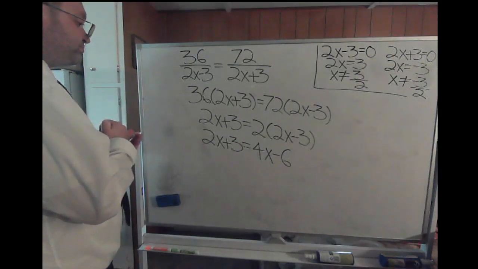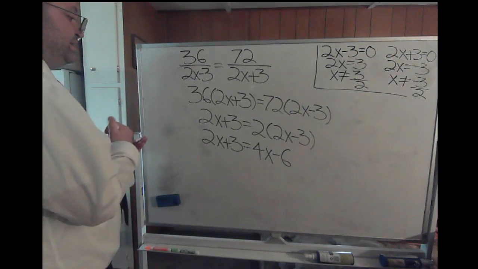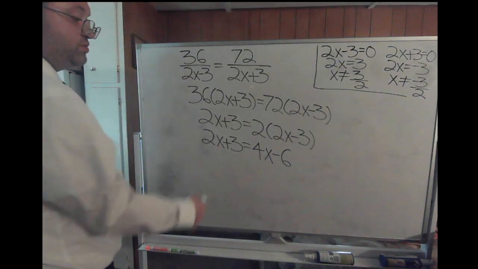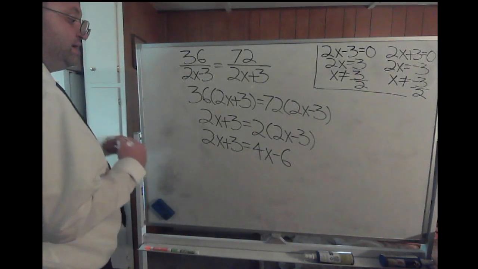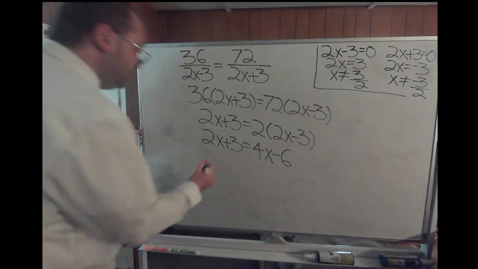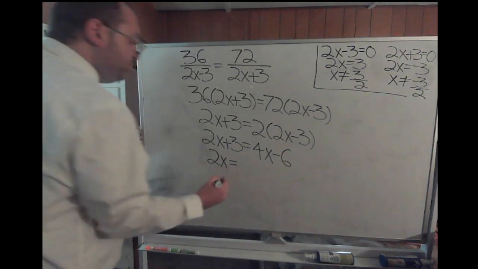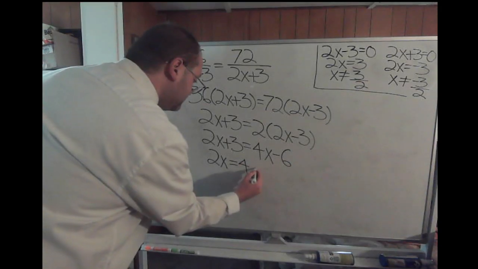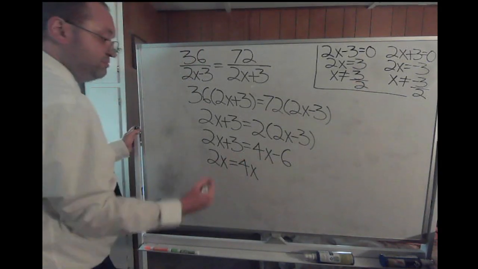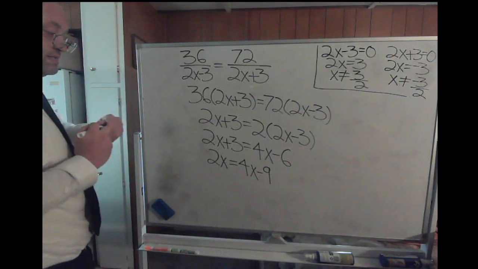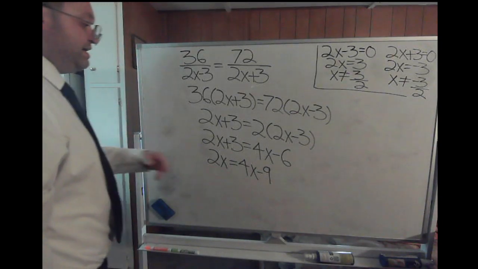Well, we want to get that 2x by itself on the left hand side. We have a plus 3, so we need to subtract 3. You subtract 3 from the left hand side, you're left with 2x all by itself. That'll be equal to still 4x, but now you have negative 6 minus 3, that'd be minus 9. So you have 2x equals 4x minus 9.